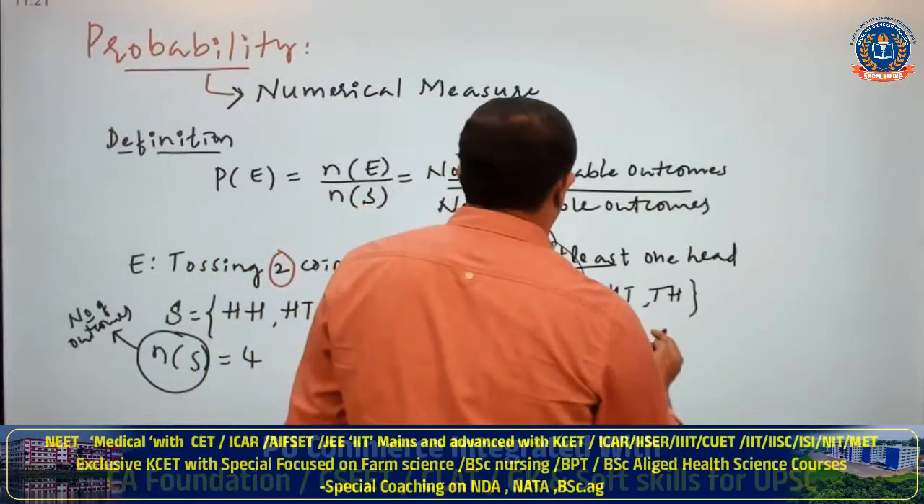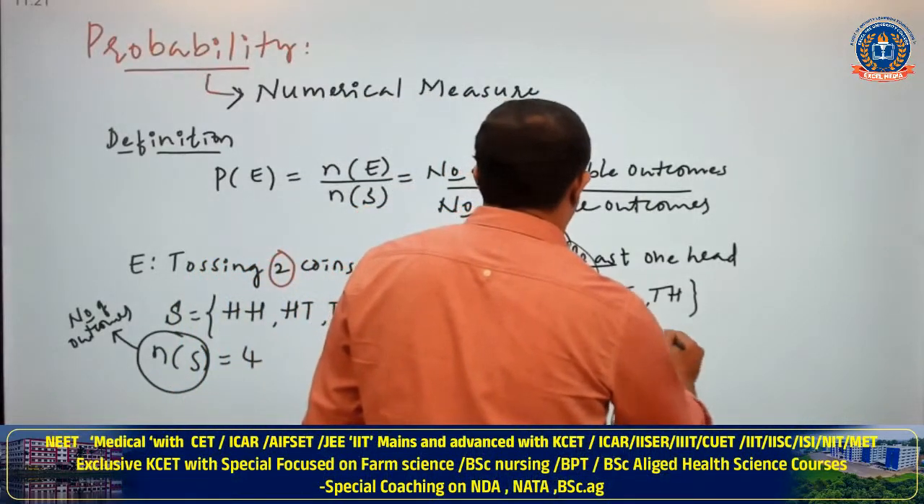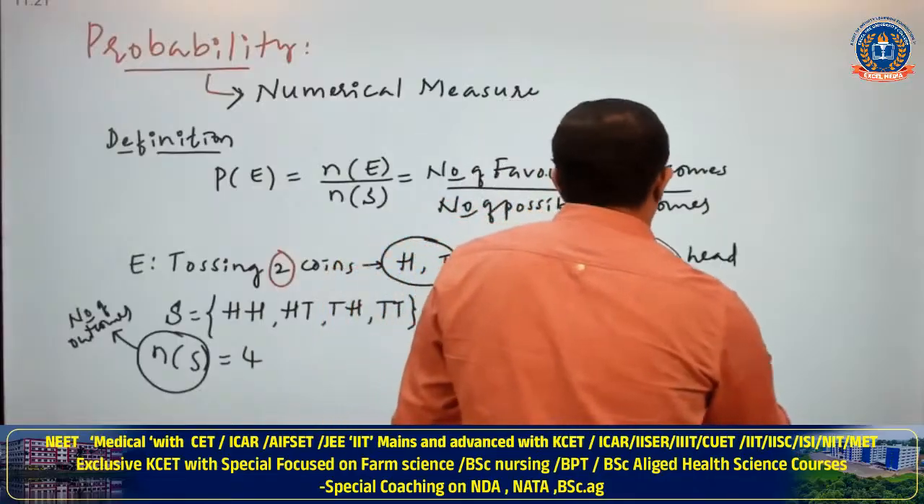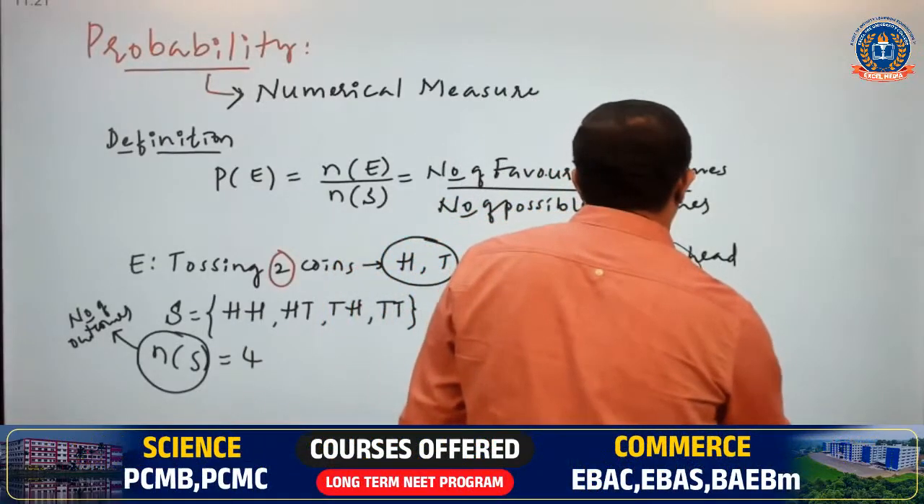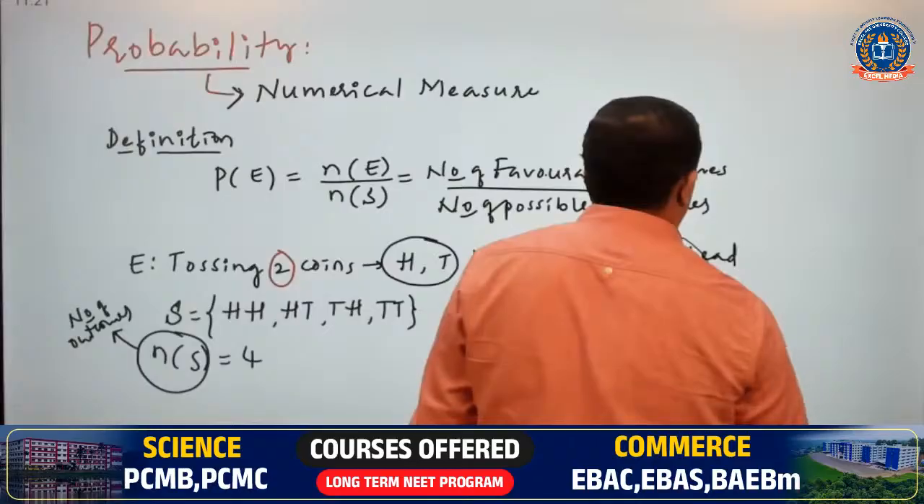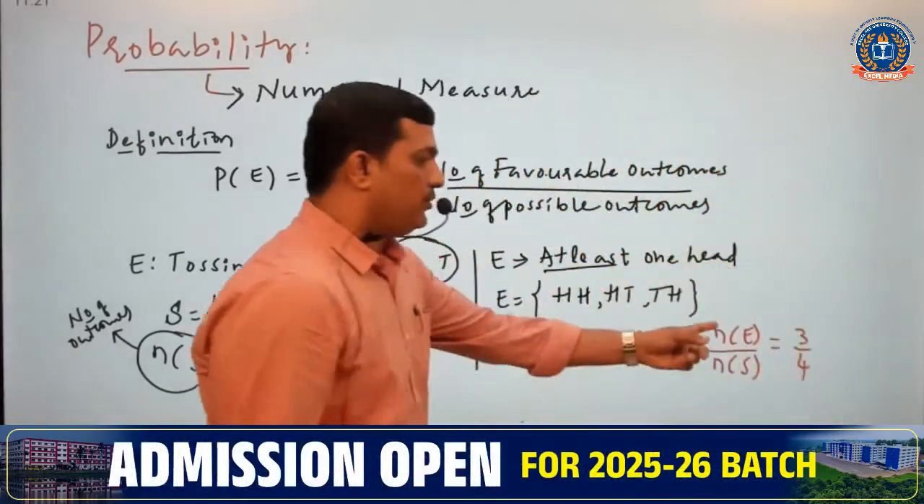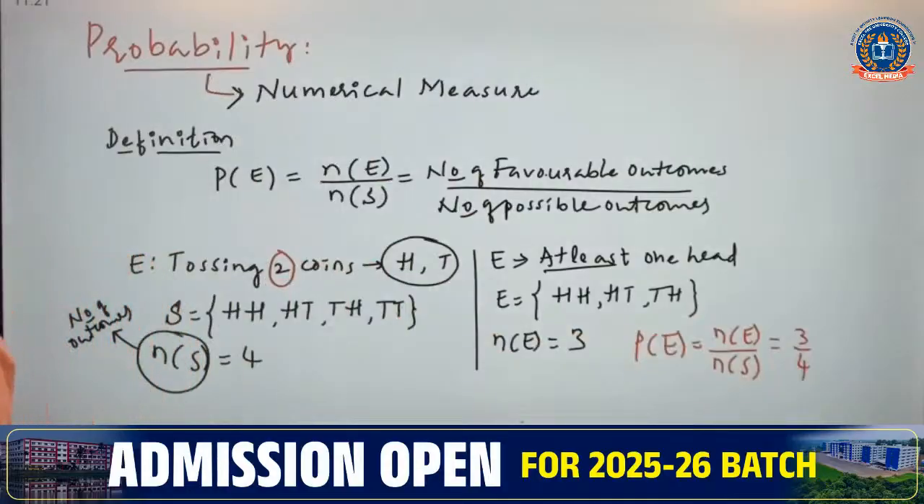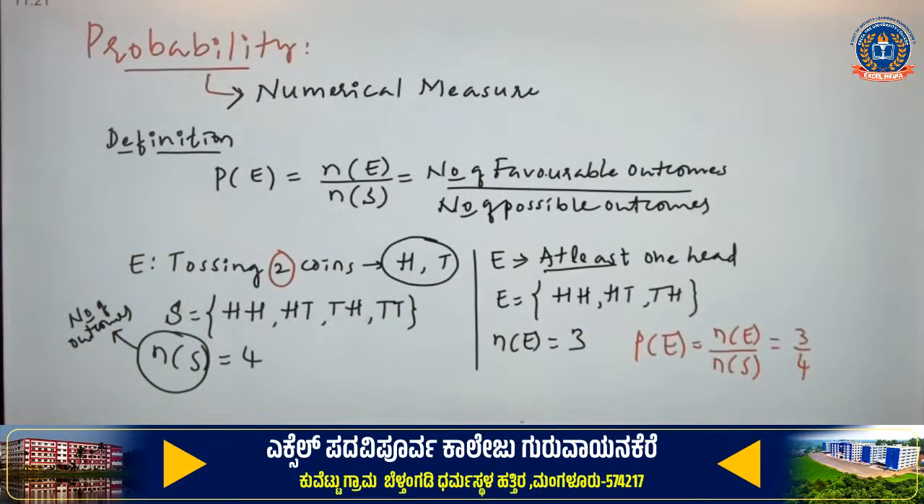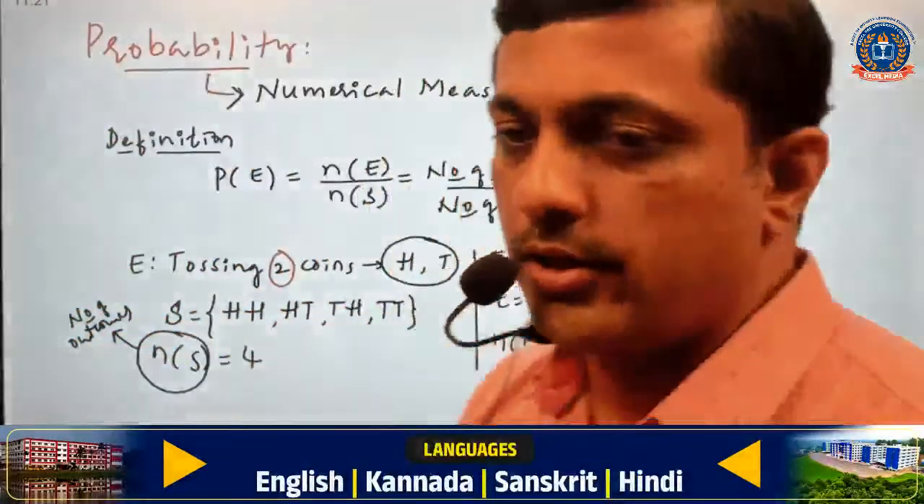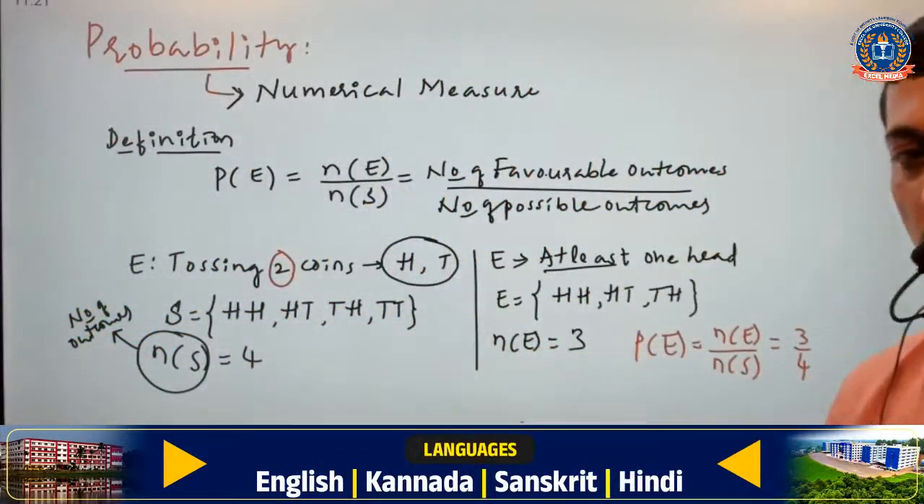So if we write the probability of an event, it is n of E by n of S. So automatically it is 3 by 4. So that is your probability answer. Right? So just check it out and write it down. If you have any doubt, you could ask.